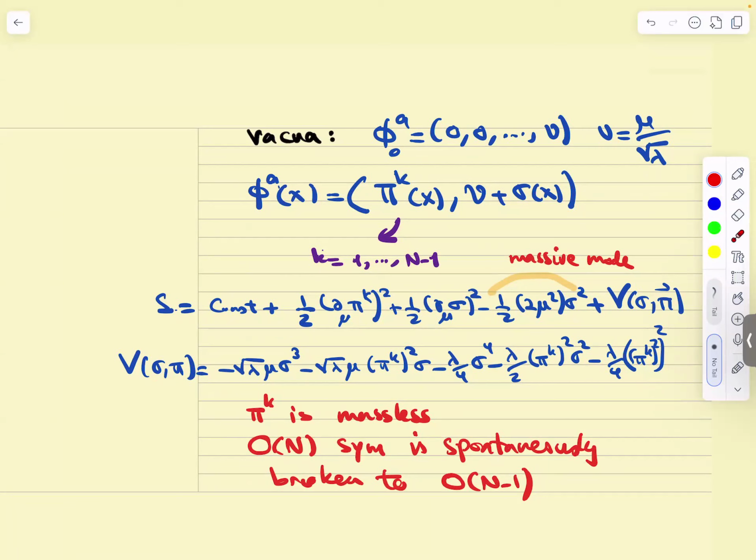If you recall previously when we did this, well, here as well, you get a mass matrix, right? You always get a mass matrix. However, if you pick this sign to be plus, and the VEV is given by the zero of this, the components of the mass matrix that have to do with this π field will vanish. I'll explain that. So π_k is massless, O(N) symmetry is spontaneously broken to O(N−1).